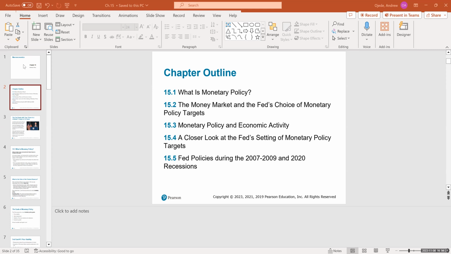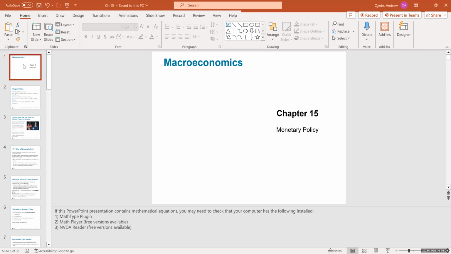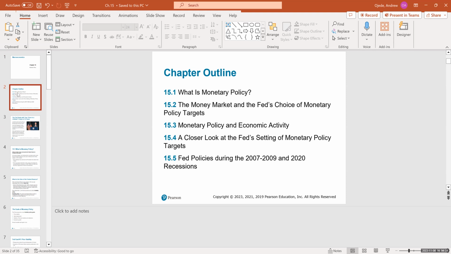So here's the outline of what you're going to be learning in this chapter. Chapter 15 is a chapter on monetary policy. So here are the key learning objectives. We're going to define what monetary policy is. And then we shall discuss the money market and the Federal Reserve's choice of monetary policy targets. We shall also talk about monetary policy and economic activity, like I alluded to earlier, that when the Fed pursues monetary policy, those changes in policy can have a tremendous impact on economic activity, including real GDP growth, price level, inflation, and employment in the economy.